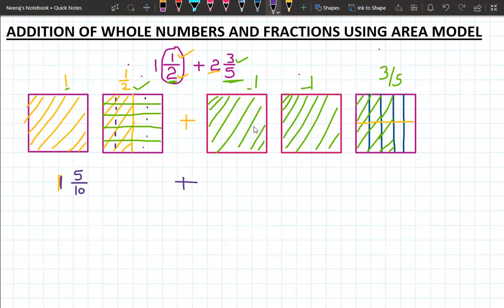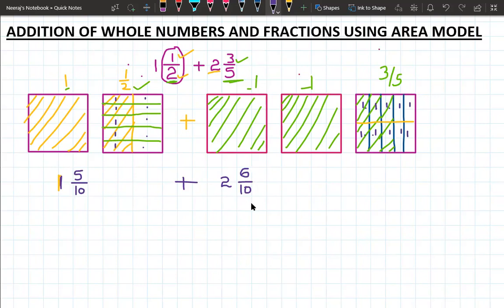Now for the next fraction, there are 2 wholes. So we will write 2, and for the fraction we have to count the total parts. This is 1, 2, 3, 4, 5, 6, 7, 8, 9, 10. How many total parts are there? 10. Now you have to count the shaded parts. 1, 2, 3, 4, 5, 6. So here I have made a new mixed fraction, that is 2 and 6 by 10.